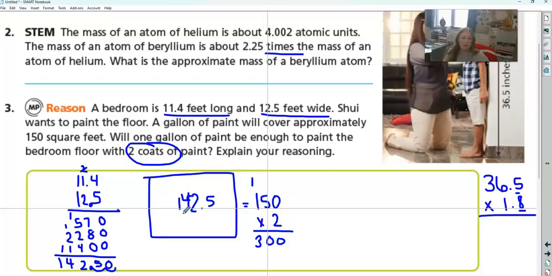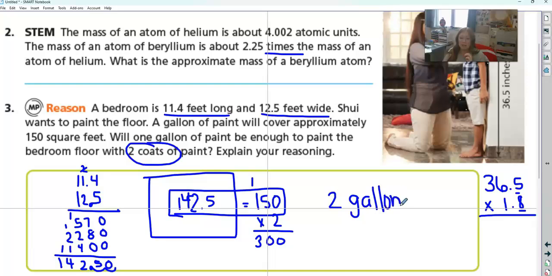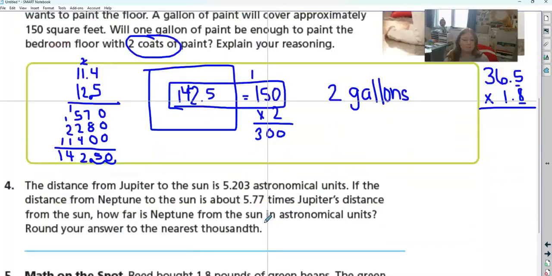If I only do 1 though, right? That 1 coat is pretty much taking up that whole gallon. There's a tiny bit left over that you can paint like a little square of the second coat. But you're going to need 2 gallons in order to get to 300. So if you only buy 1, you're only going to cover 1 time. We've got to do 2 to cover it 2 times.